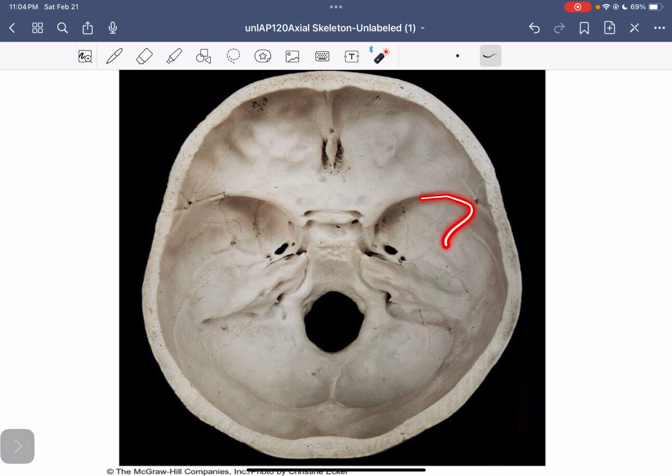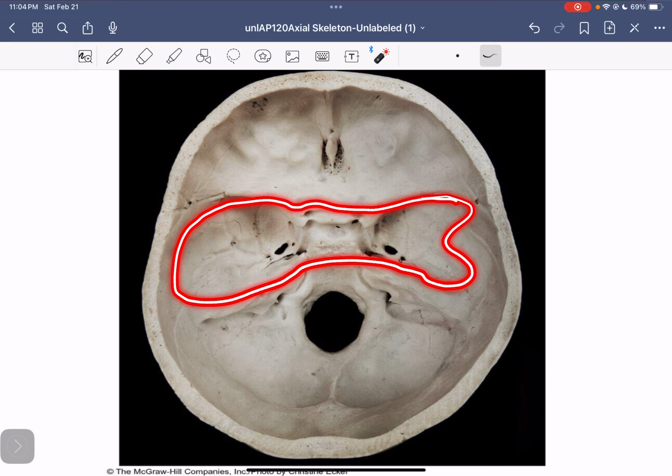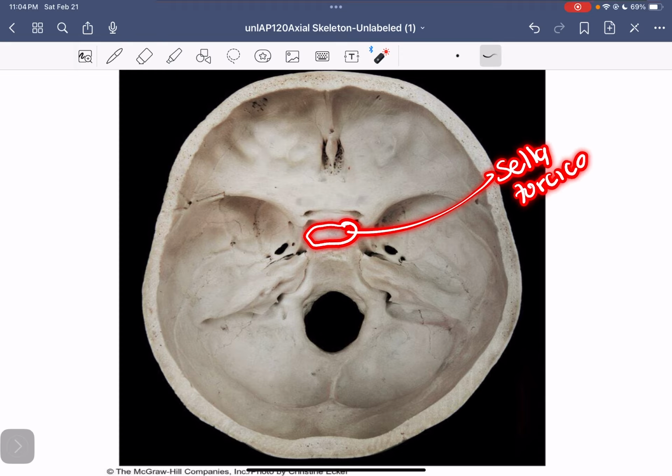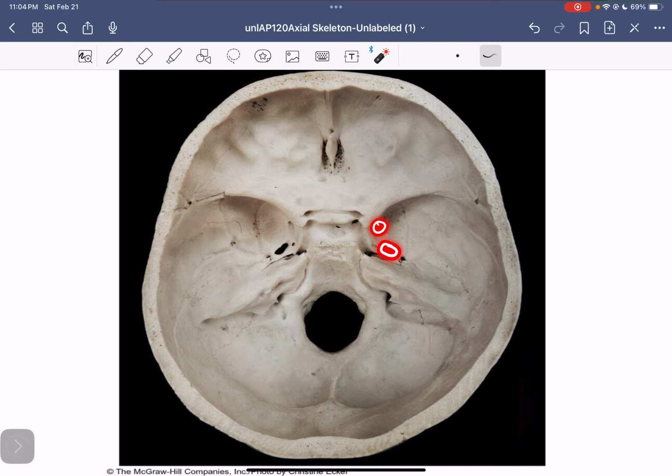Next up is going to be these structures here. Mainly, I'm just drawing a general outline. So this would be the greater wings. And then we also have this specific structure here, which is super important. This is the depression. This is called your sella turcica.